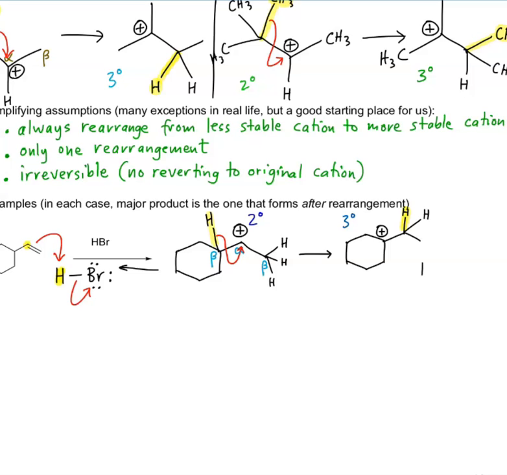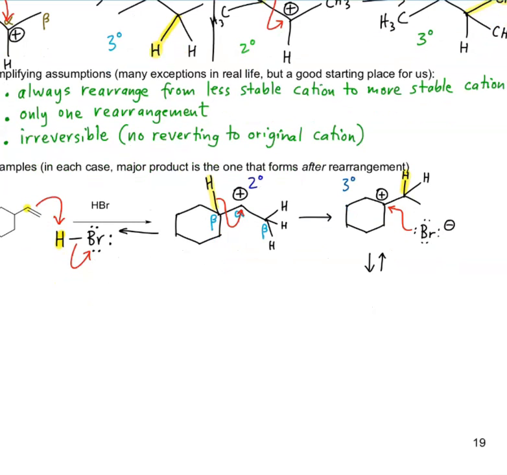At this point, the bromide ion, which was released in the first step, can act as a nucleophile, just like we saw in the original example of this reaction mechanism, and attack the cation. So we end up with this. Okay, so what we should note here is that we see very little, if any, product that comes from the cation that we formed initially. It rearranges way too fast to allow the bromide ion to attack it.